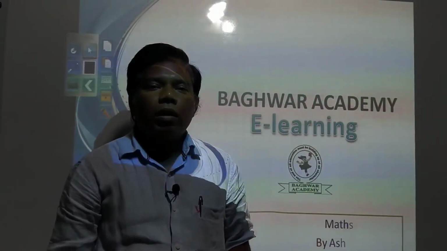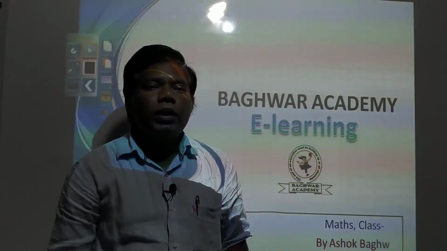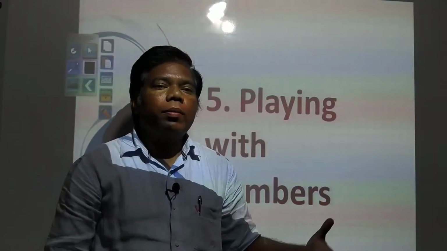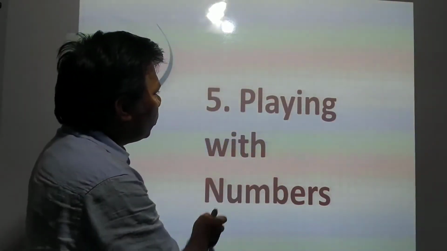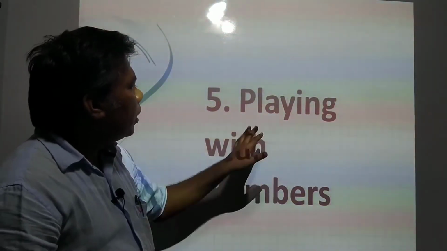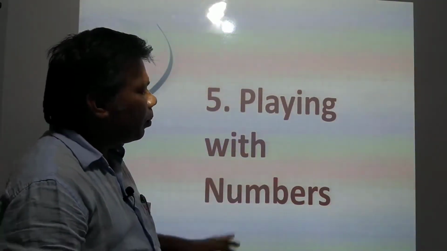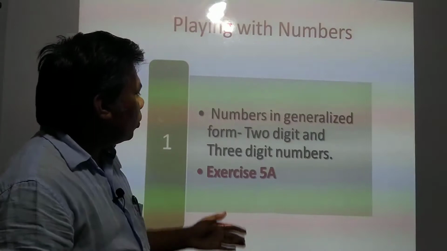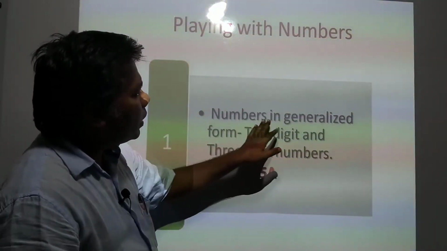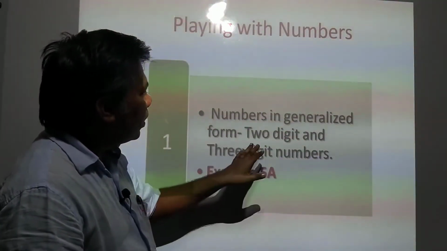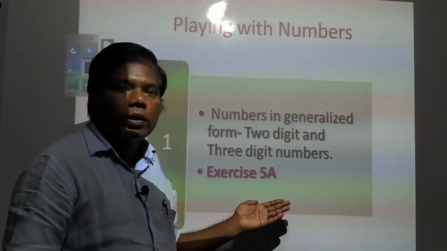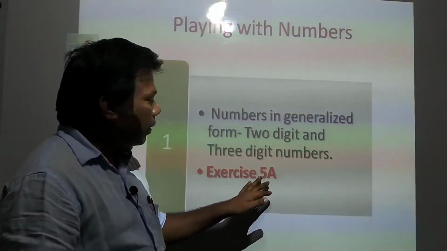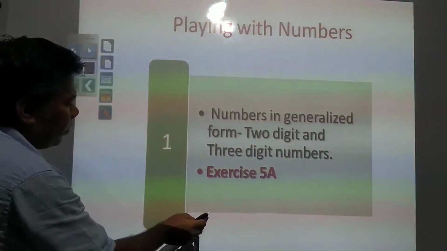As we have completed cubes and cube roots, altogether we have completed 4 chapters and today we are going to start a new chapter. Already it was told that we will start a new topic. So this is playing with numbers. We will see today numbers in generalized form, 2-digit and 3-digit numbers, and a few questions we will take from exercise 5A. So let's start.